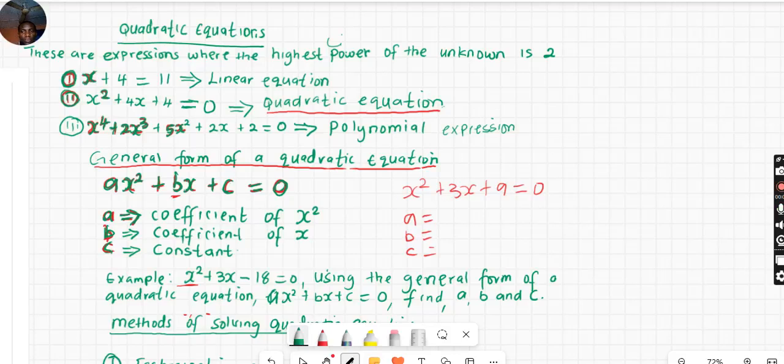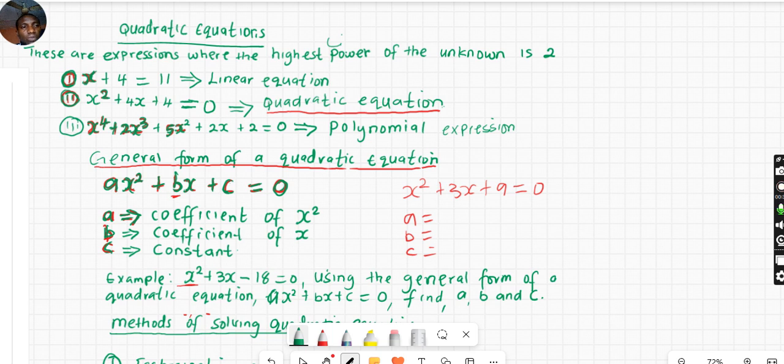Today we are going to discuss quadratic equations. I want to start by defining quadratic equations. Quadratic equations are these expressions where the highest power of the unknown is 2. So in quadratic equations or expressions, the unknown, which is also the variable, has a power of 2. The highest power is 2.